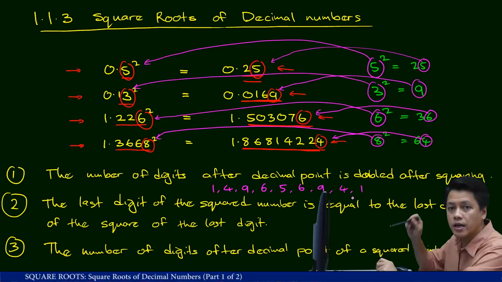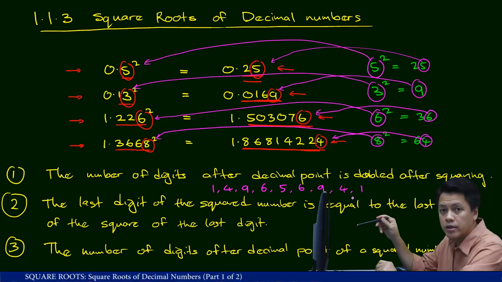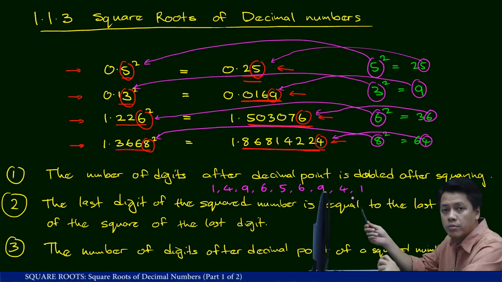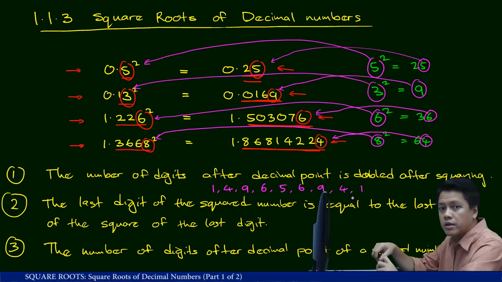So if you find that the last digit after the decimal point is 2, 3, and what else? 7, 8, then most likely the square root of that number is an irrational number. It is not something that can easily be found using the division method. So now let's take a look at examples in the next video.